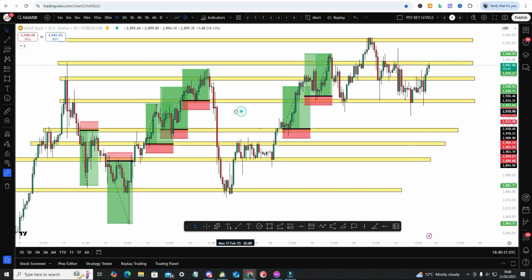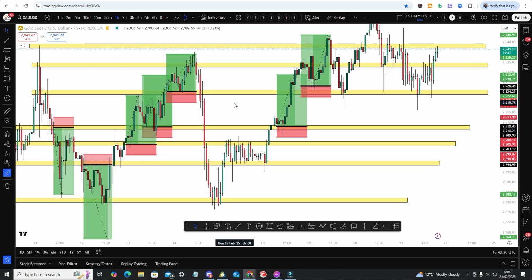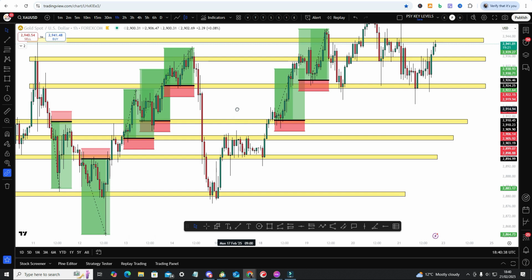Okay, quickly coming back to here. So what do we look for? Why is it so important to add the confluences? Let's see what AI says when you put it on Google. Confluence is important because it increases the reliability of a trading setup. Now the way I look at it, I've given this example before in my Discord community, but I'll give it right now as well.